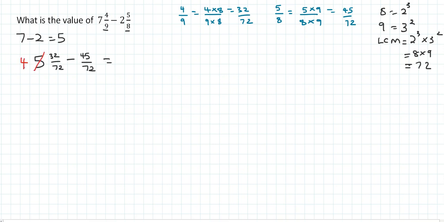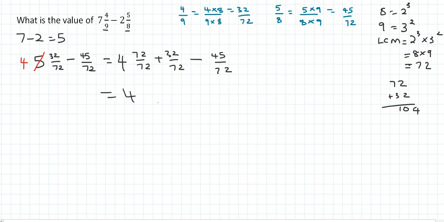So the next thing we're going to do is take 1 from 5. We're going to borrow 1, so that's going to be left with 4. And then here, the numerator on the left is smaller than the numerator on the right. So what we're going to do here is the one that we borrow ends up becoming 72 over 72. We add 32 over 72, and then we subtract 45 over 72. So now 72 plus 32, we have 4 here, 7 plus 3, 10. So now we have 4.